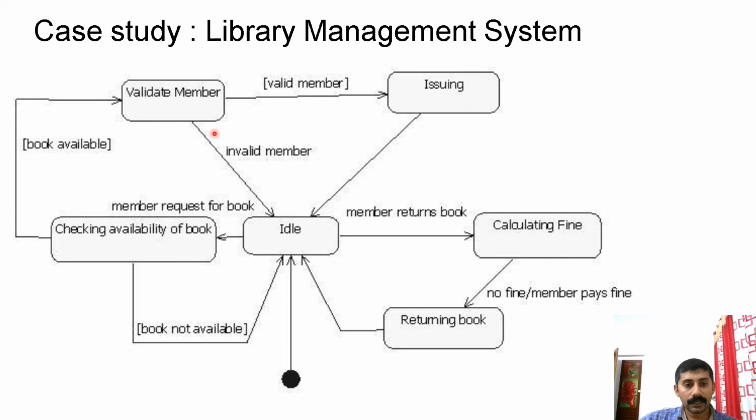Here, this is the state machine or state chart diagram for the library management system. Different states are represented. Validate member, idle, check availability of book, returning book, calculate fine, issuing. And there are state transitions. These are the different messages, events, or the stimuli causing the state transition in the library management system. So understand these kind of representation.